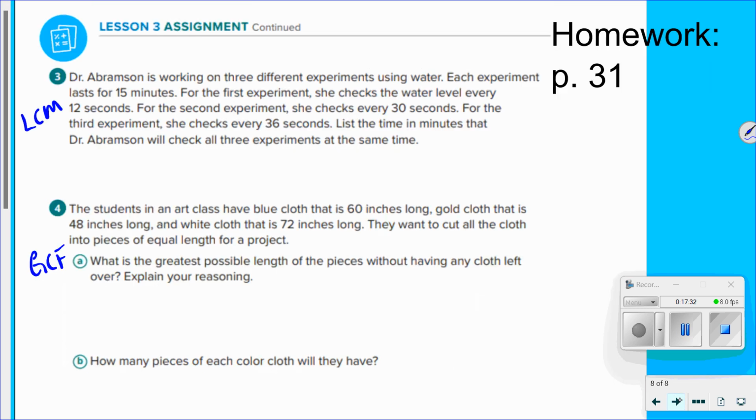Go to the last page. Number 3, again, we're looking for the LCM. And this one, it's got 3 different experiments. So what we went over for your homework today, remember that? Those that did the stretch, that's a good example for you to find the LCM. Number 4, we're finding the GCF.